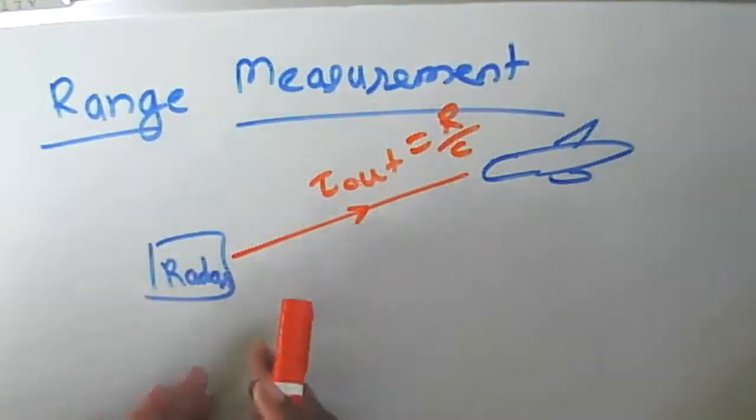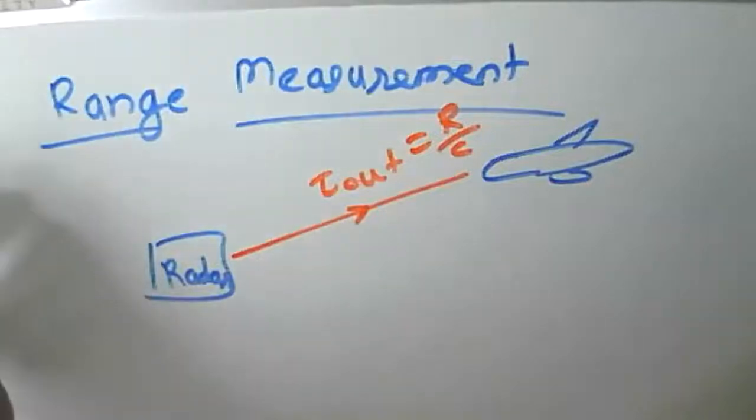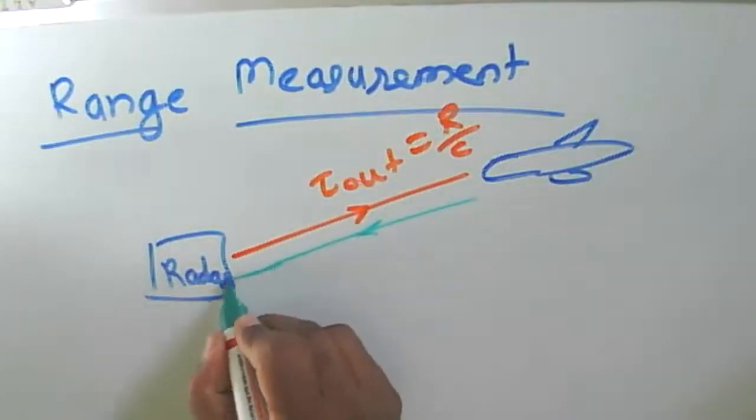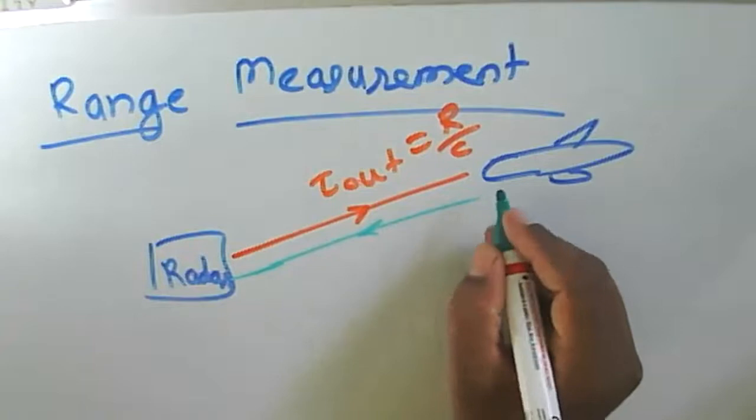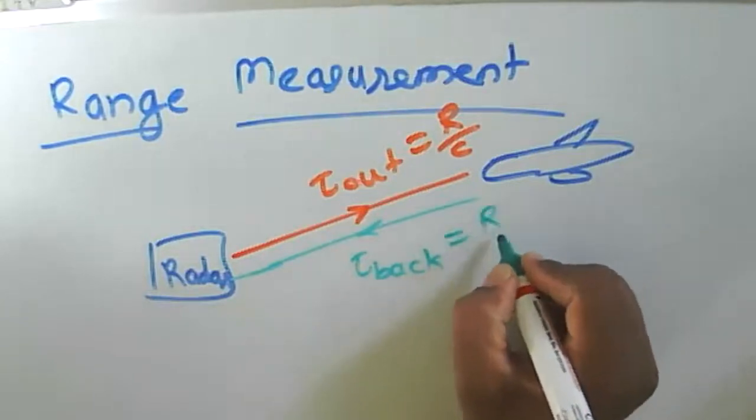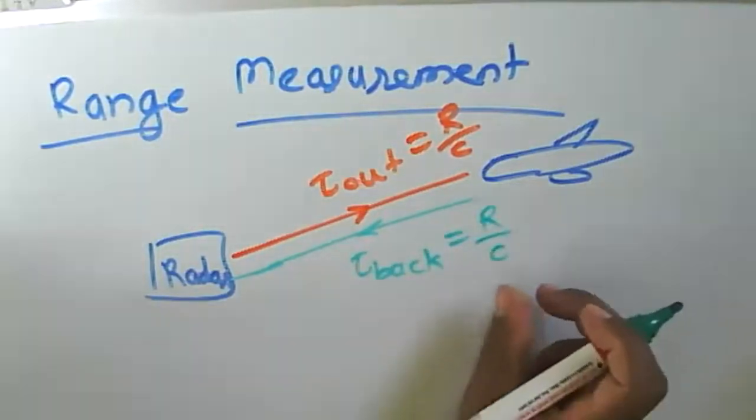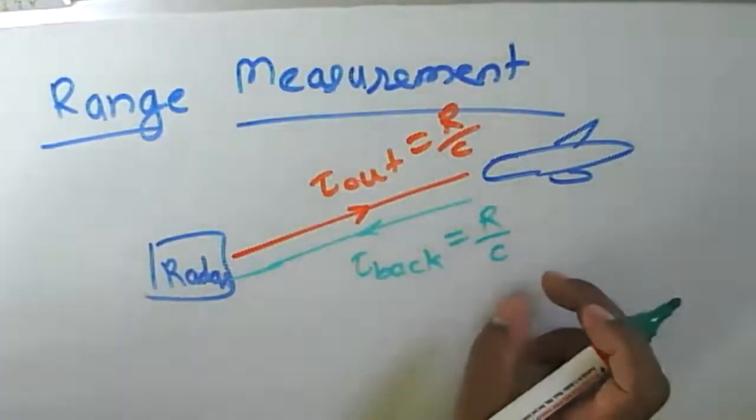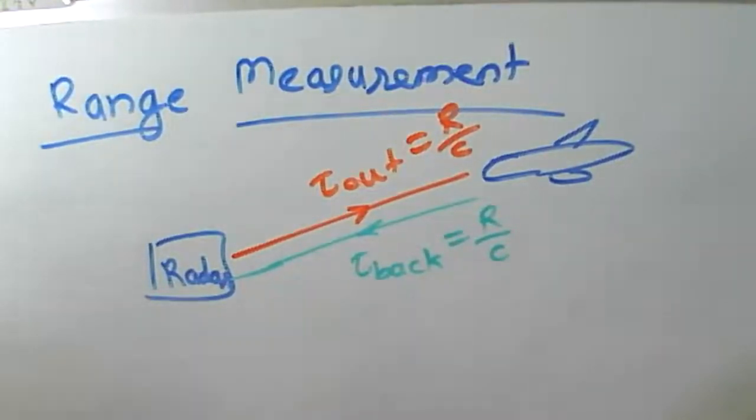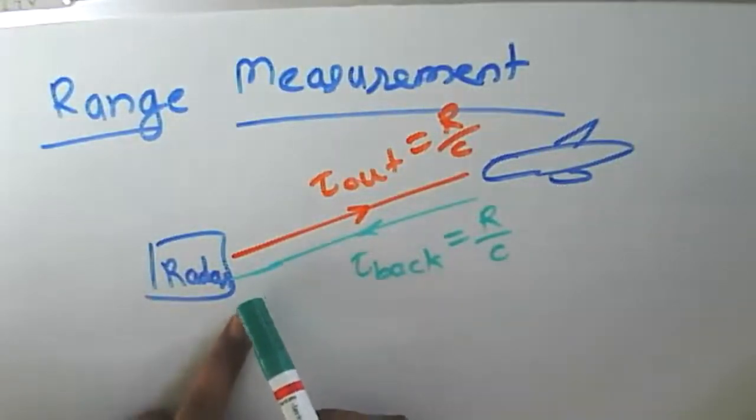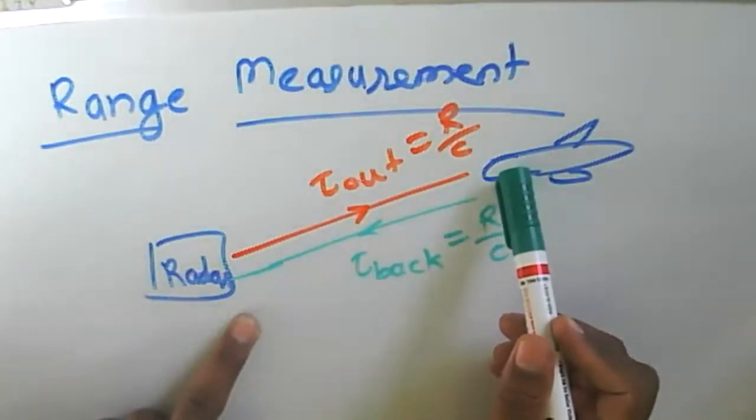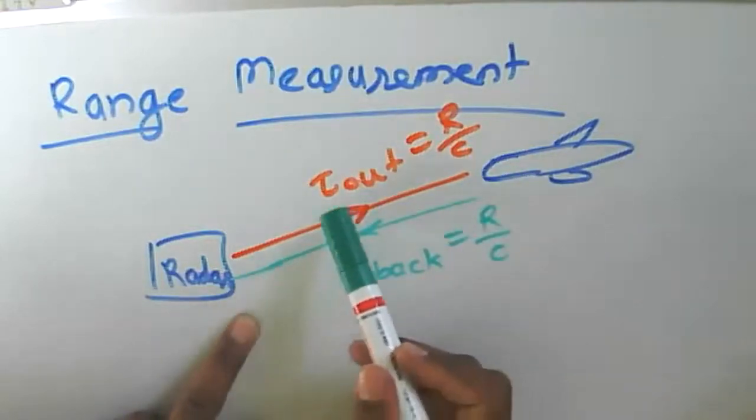Now when the pulse reaches the object, the pulse is reflected back from the object, and then we get the received pulse. So we get a pulse back. The pulse back depends upon the range and the velocity of light, where the speed of light is considered to be 3 into 10 to the power 8. So the total time required is the time at which we send the pulse to the object, and then it is reflected back. That is the total time.